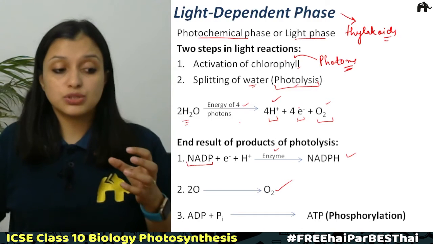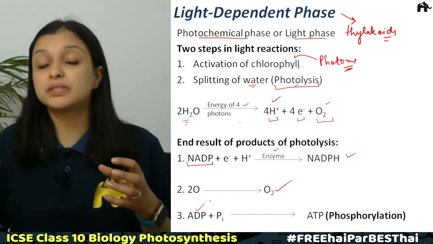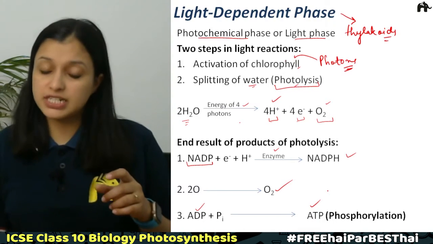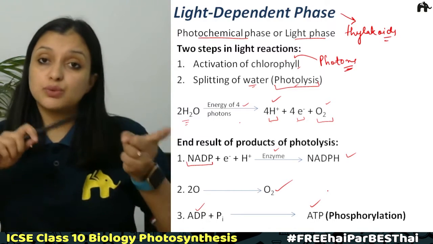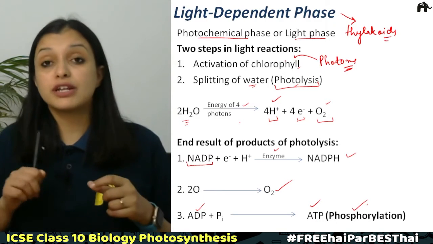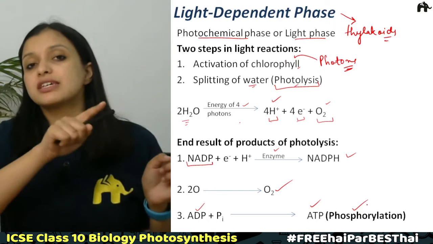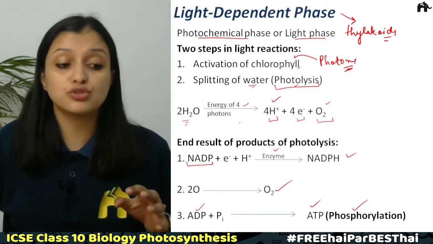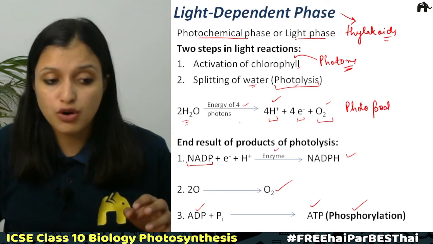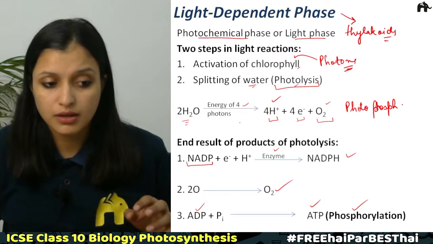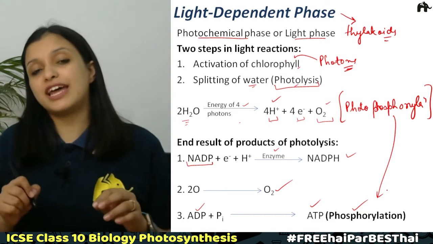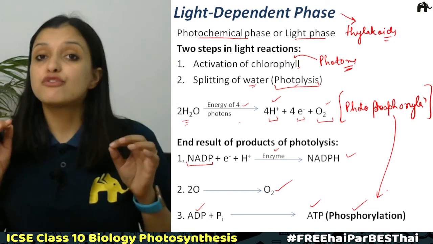Now comes the last one, there will be ADP. ADP will pick up the inorganic phosphate and this leads to the production of ATP, that is adenosine triphosphate. And this process where ADP is converted into ATP by addition of one inorganic phosphate is called phosphorylation. Now since this whole process is occurring in the presence of light, we also call this process photophosphorylation, right? So these are the end products of the light reactions.